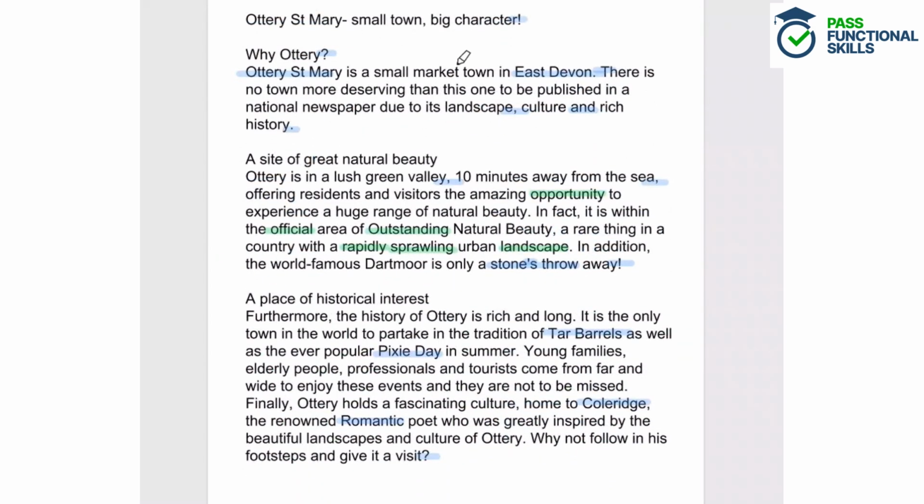So we've started by explaining that it's in East Devon, and we've explained that it is in an area of outstanding natural beauty. So the location has been explained in the answer, and this is really relevant to the question. We also have an explanation of what it looks like. So it is a lush green valley, and it's got a range of natural beauty. So we've got where it is, we've got what it looks like, and then we've got details about the history and culture of the place and the kinds of events that happen there.